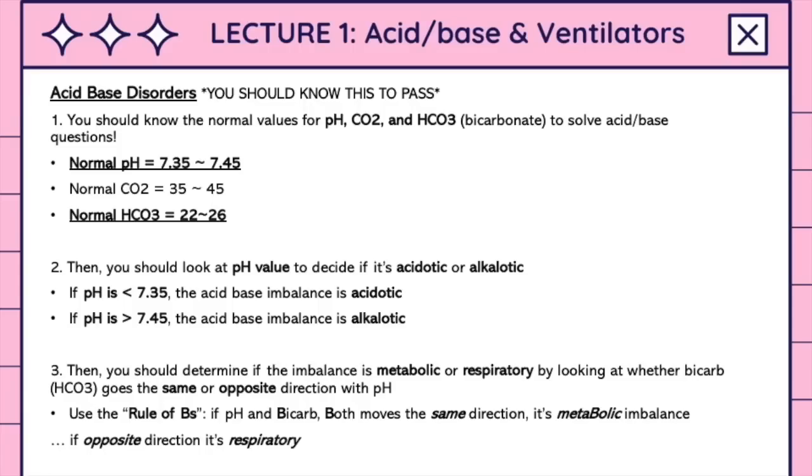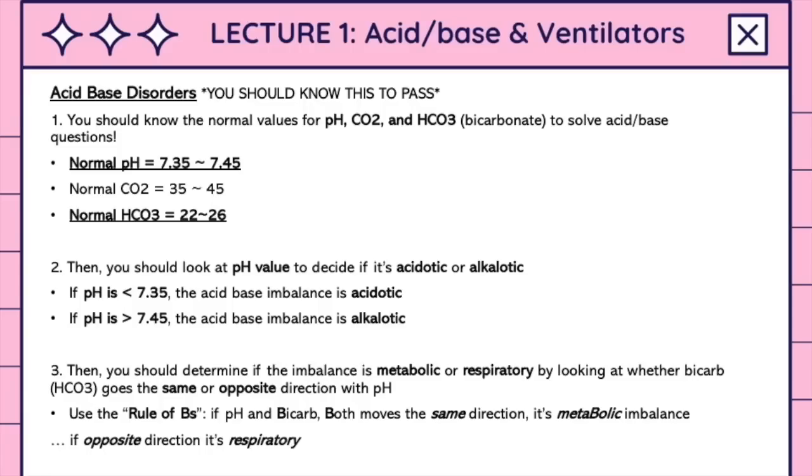Okay, so if the pH and the bicarb are both in the same direction, then it's metabolic. So the B's are bicarb, both bolic. Do you see those? Bicarb, both bolic? The reason why this works is respiratory does not have a letter B in it. Bicarb has the B in it. So what I'm saying is this.